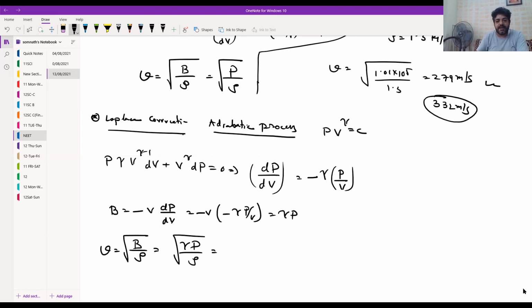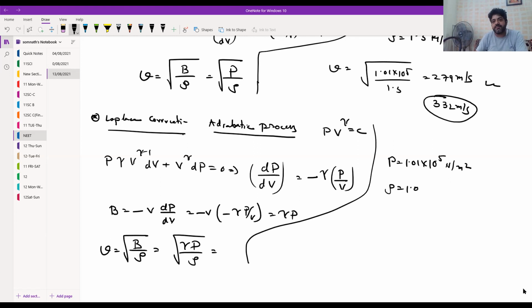ये मेरा formula है. And if we want to put this now, so pressure is 1.01 into 10 to the power 5 Newton per meter square. Rho is 1.3 kg per meter cube.